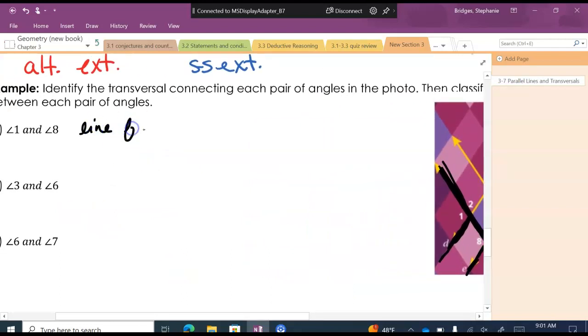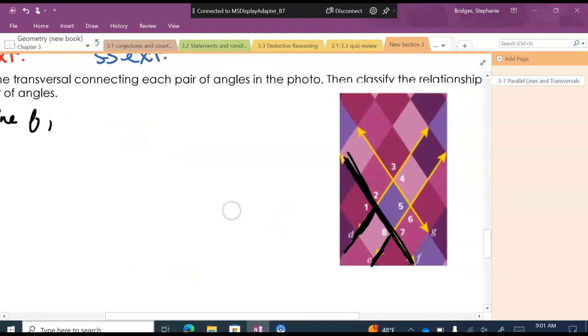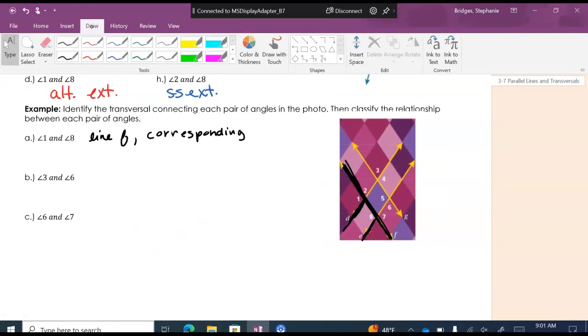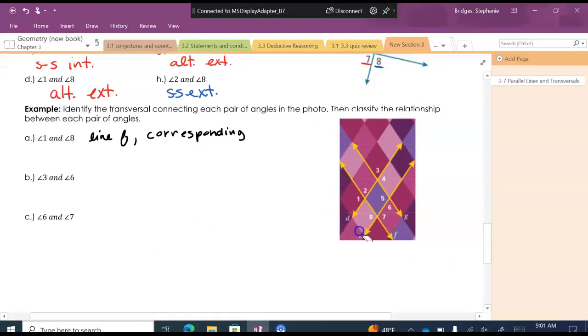Line F. And then what kind of angles would they be? Alternate interior, alternate exterior, same side interior, same side exterior, or corresponding? Corresponding. Okay, so I'll write that as well. So that's what I want you to do on the other two. Identify what the transversal is, and then also what angle pair they are. So take a minute and do those last two.